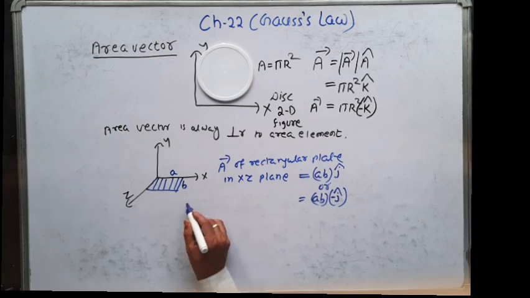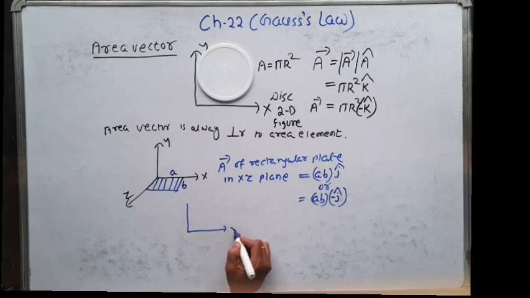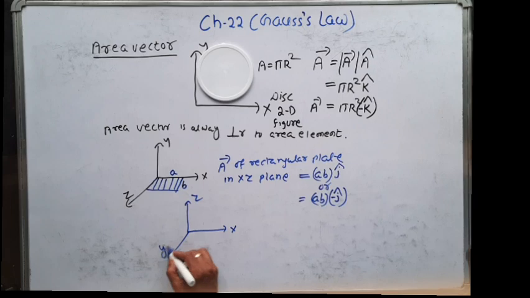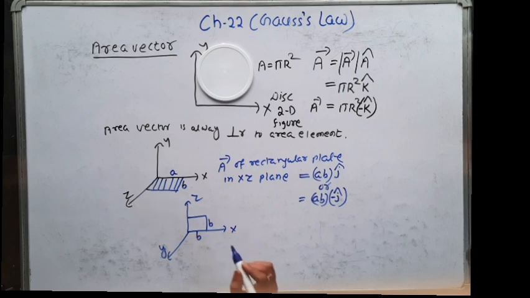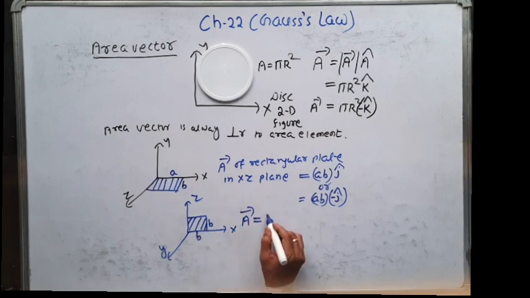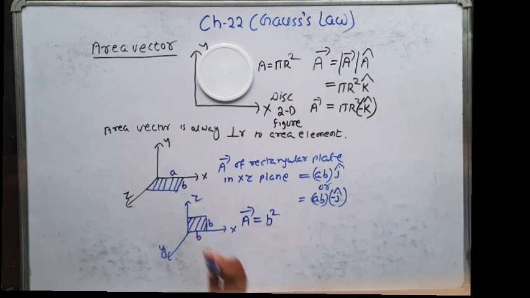Suppose we take another example. Let us say this is the X axis, this is the Z axis, and this is the Y axis. You take a square of side B, and this square plane is lying in the XZ plane. Then what is the area vector? The magnitude of the area is B into B, that is B square, and it is lying in the XZ plane.